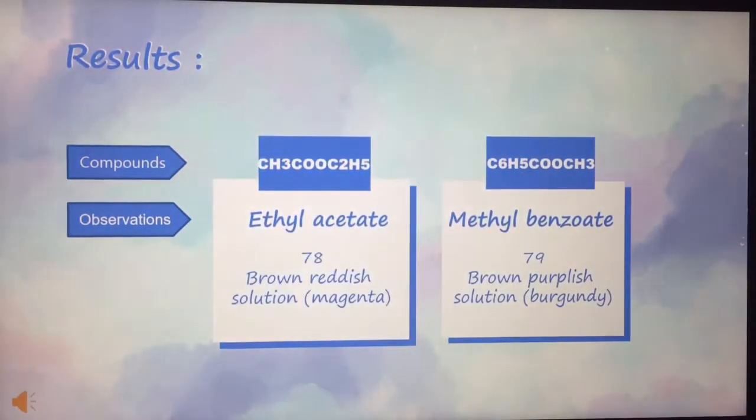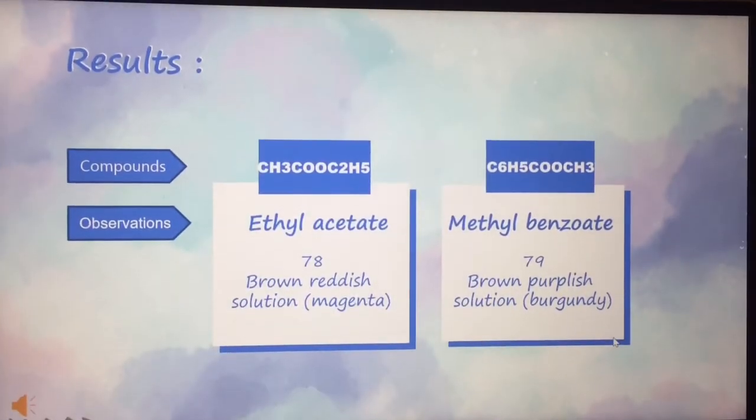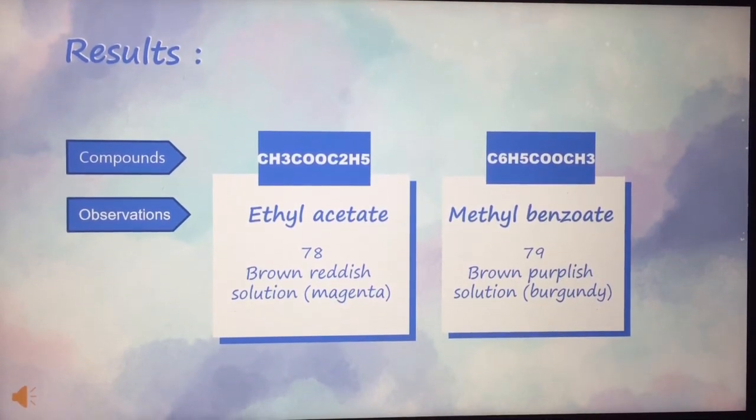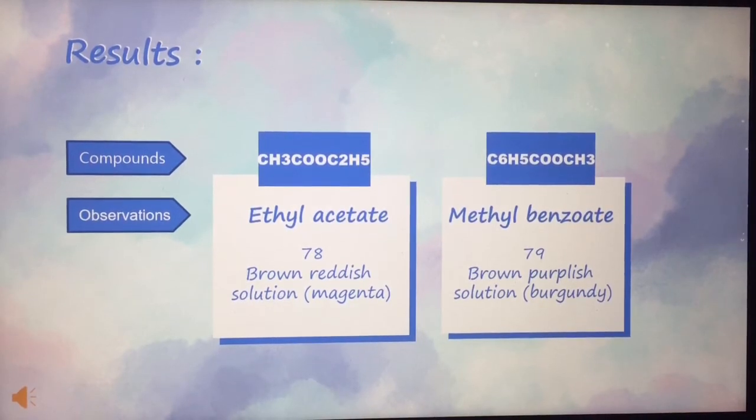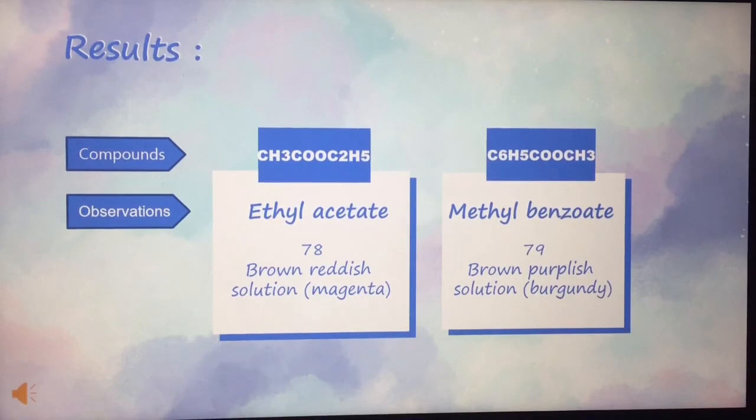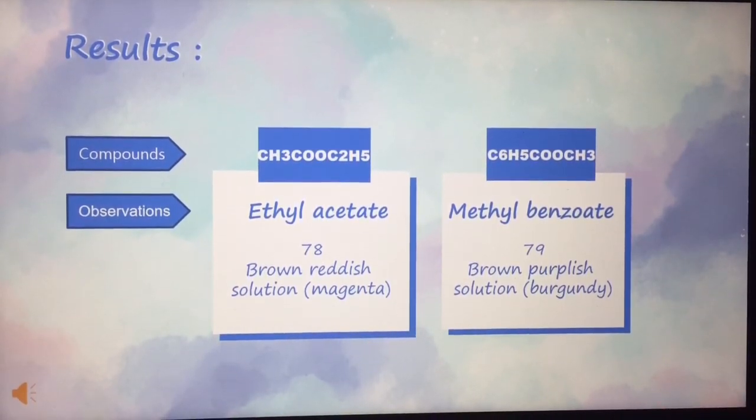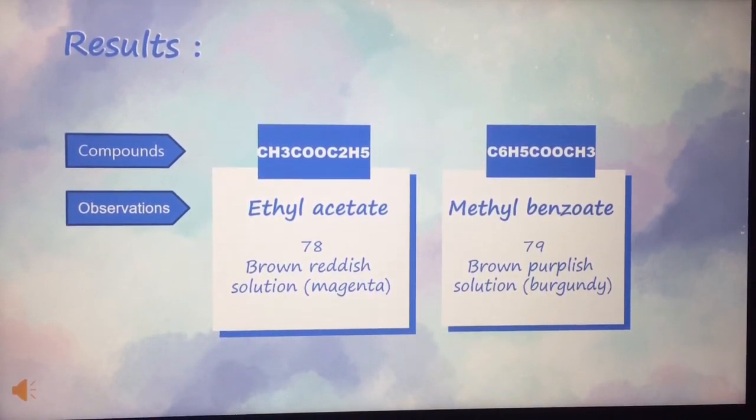So now moving on to the results. For the compound ethyl acetate, I put clip 78 as my observation because in that clip, what I can observe is a brown reddish solution, or the magenta colored solution. And for the compound methyl benzoate, I chose clip 79 because in that clip I can observe a brown purplish solution, which is a burgundy colored solution.